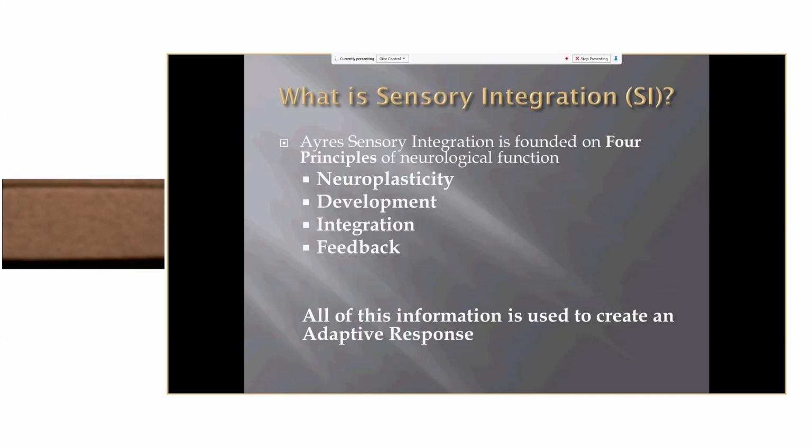So AIR sensory integration is founded on 4 principles. The first one is neuroplasticity. So that's the ability of the brain to form and reorganize neuronal connections. And that's typically based on learned experience or trauma. Development, so early activity serves as a basis for more complex activities. This is biological, psychological, and developmental from birth to adulthood. And then integration, being able to coordinate all of this input for higher level of function, so motor control, cognition, and then feedback, so experiences shape and form your behaviors. All of this information then is used to create an adaptive response, which we're going to talk a lot more about as this presentation goes on.